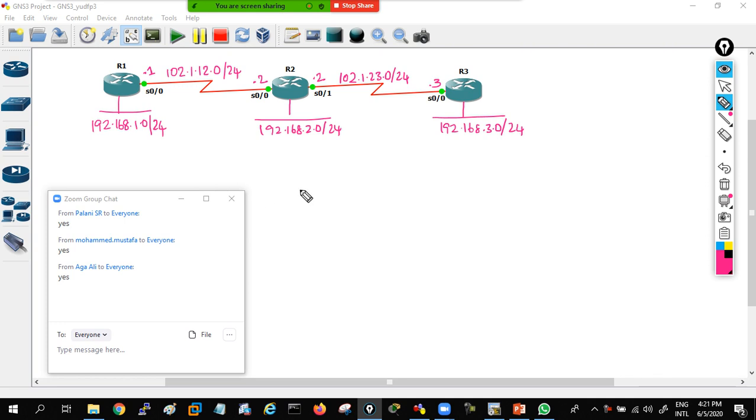Everybody understand this topology? Okay, can you please type for me what are the connected networks in router 1? Everybody has to type for me here. Everybody. Can you please type for me, everybody? What are the connected networks in router 1?